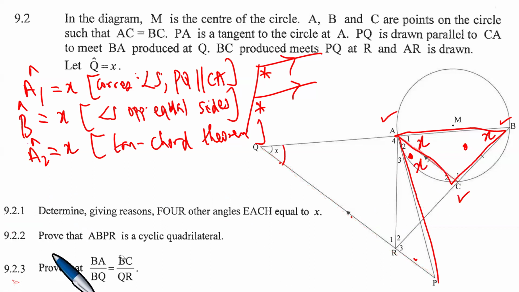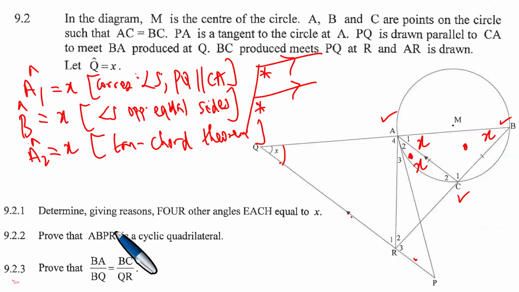Can you give other angles that are equal to x, please? We need one more, because we found 3. But the examiner in the matric paper said 4. This is the past matric paper. They said 4. What is the fourth one? 1, 2, 3. The fourth one is missing. The fourth one is P. P. Well done.